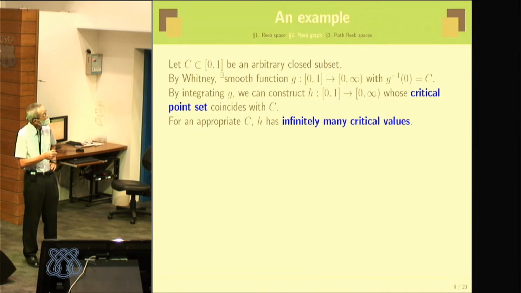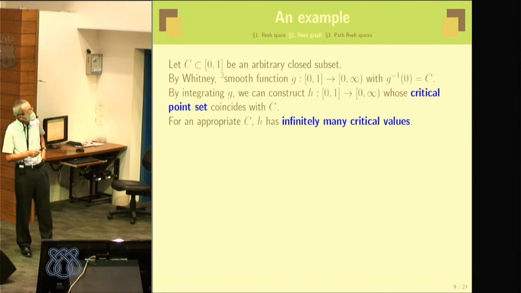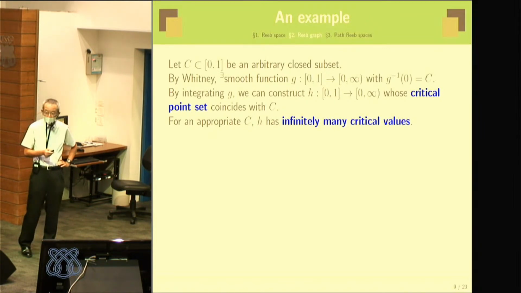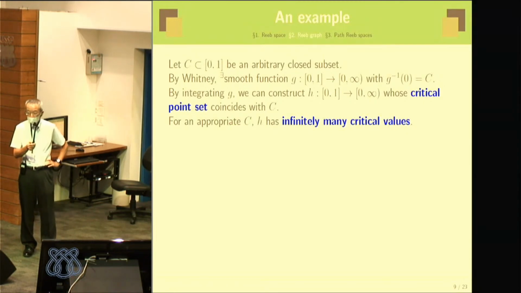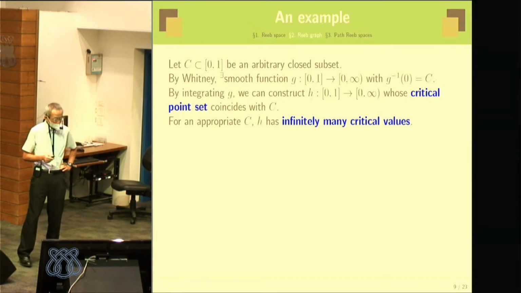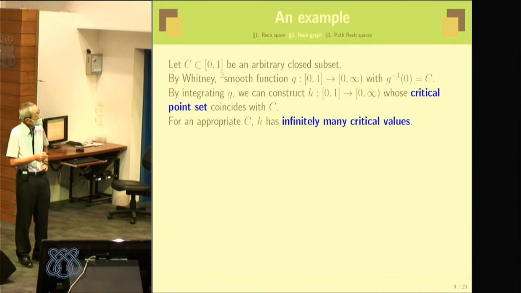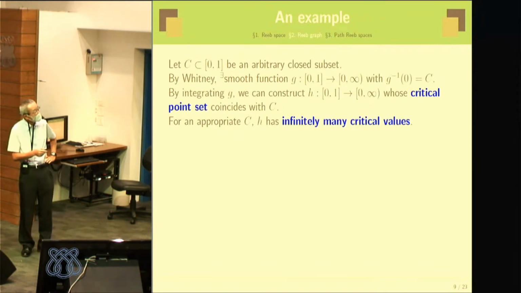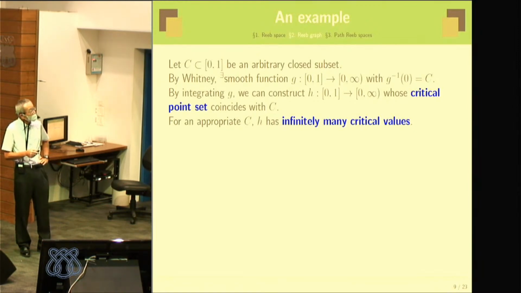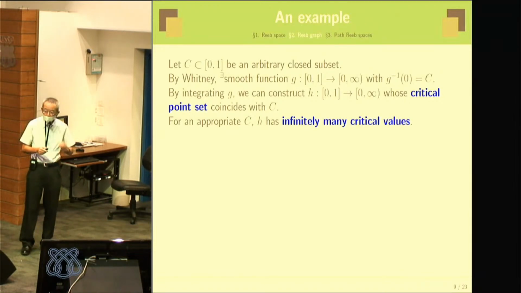So suppose you have an arbitrary closed subset of the 0-1 interval. Then by Whitney, there exists a smooth function G whose 0 set coincides with C. C is any closed set. C, for example, can be a Cantor set, or can be very complicated. But anyway, you can find a smooth function whose 0 set coincides with C. And then you just integrate it, and you get a smooth function on the 0-1 interval whose critical point set coincides with C.